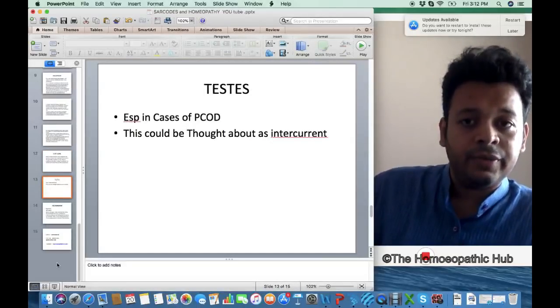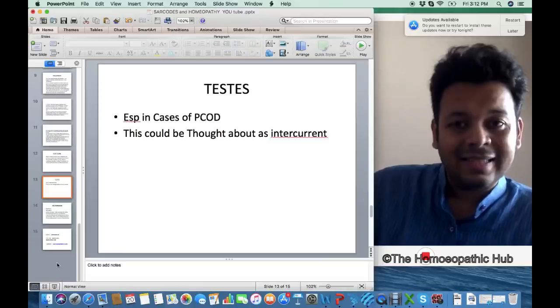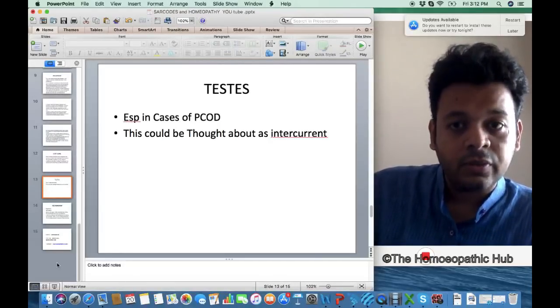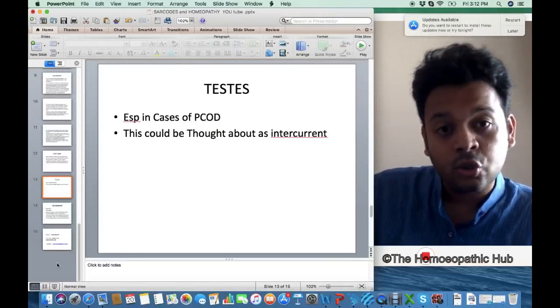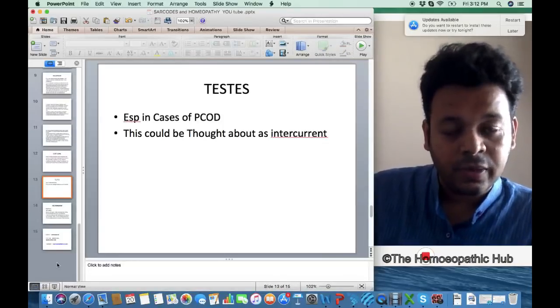Another interesting remedy which I use is testes. Testes in potentized form I've used in cases of PCOD. This remedy I've learned from Ashok Borkar from Goa. He uses this very nicely.